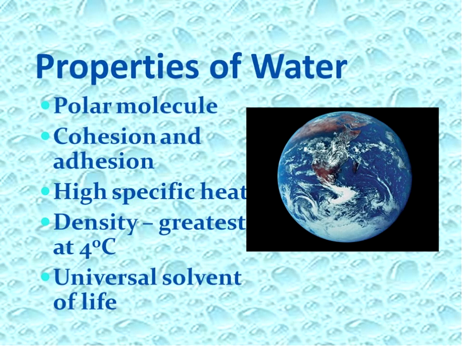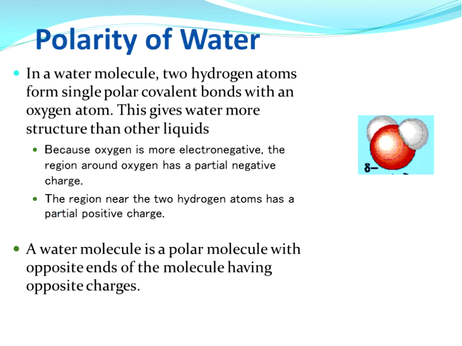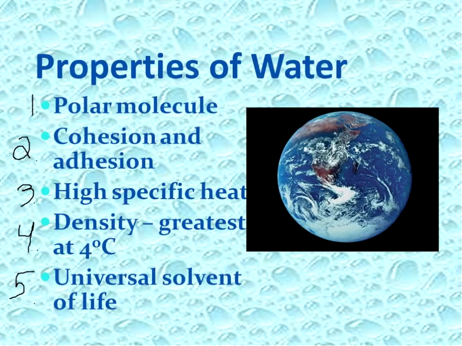Then, in 104, you got into the properties of water. Remember how water is way more important than we think it is. And with water, there's several important factors you need to know. First of all, it's a polar molecule. Second, cohesion-adhesion. Third, high specific heat. Fourth, its density is greatest at liquid temperature at 4 degrees Celsius. And then fifth, it's a universal solvent of life. So I'm going to explain what those mean here.